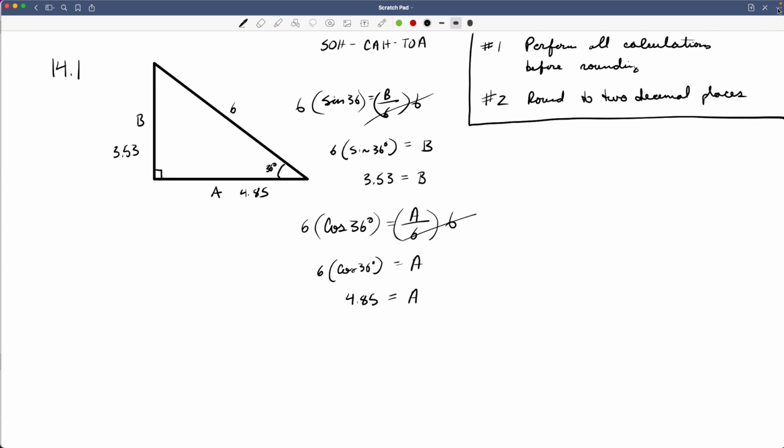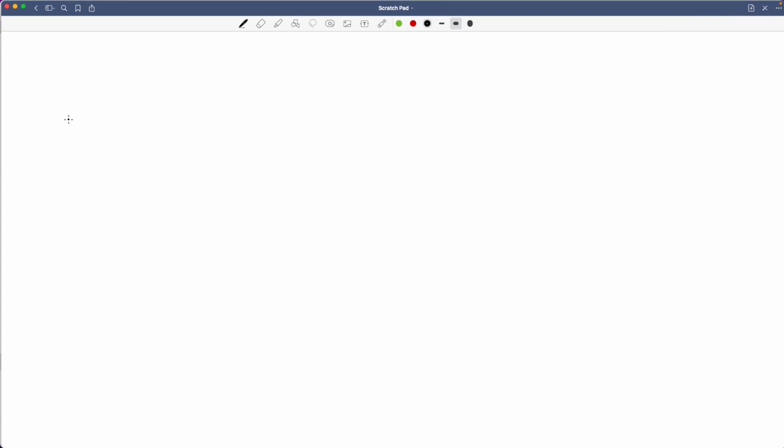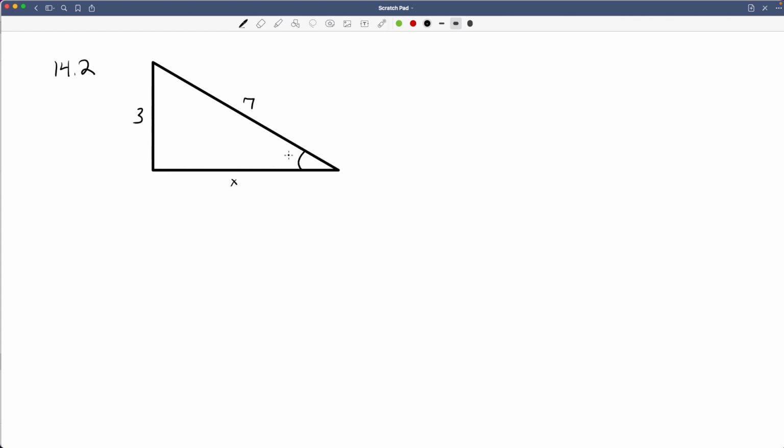So let's do example 14.2. In 14.2, we are going to use the inverse because we do not have the degree of measure. Let me put all of this information in here. The hypotenuse is 7. This leg is 3. We don't know what this leg is. And this is M. We don't know what that degree of measure is. So we are going to use, let me put SOHCAHTOA back up here, just so we have a point of reference.